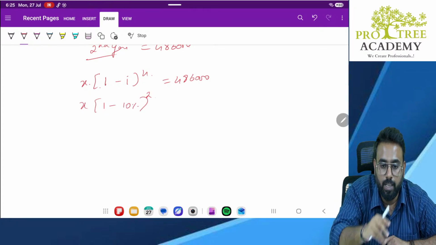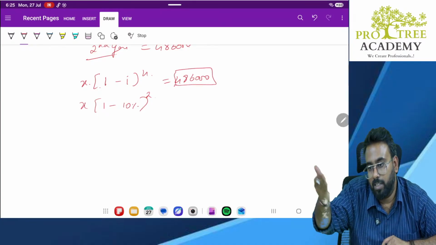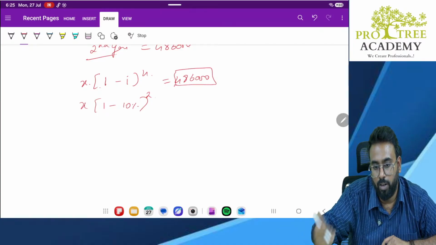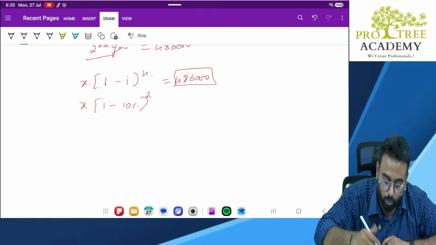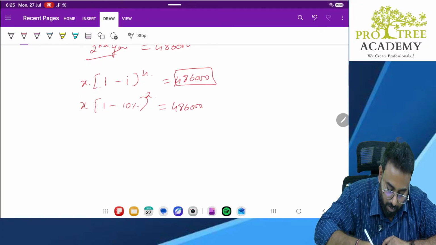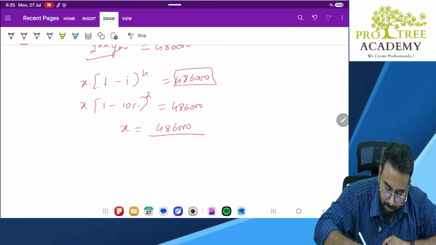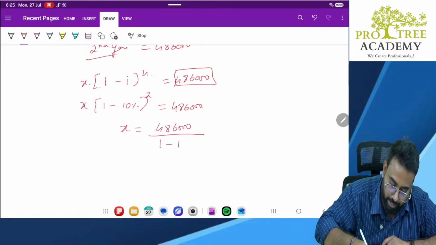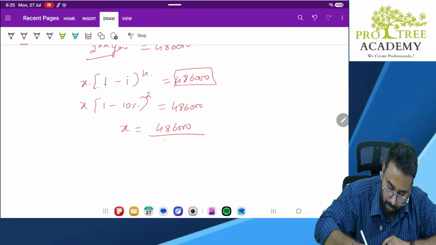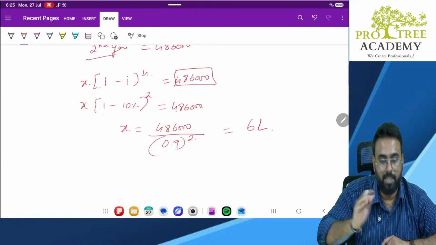Why only 2 years? Because this 4,86,000 is the WDV which we have got after 2 years, that is, after charging depreciation for 2 years. Right? So we'll keep it at 2 years. So X is equal to 4,86,000 divided by 1 minus 10%, which can be written as 0.9 raised to 2. That will give you 6 lakh.